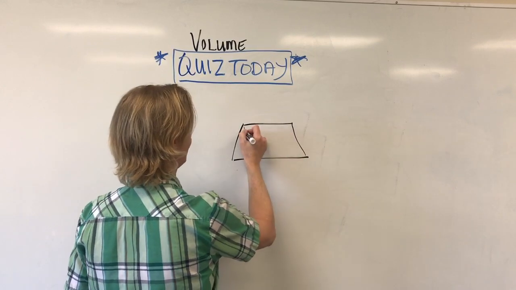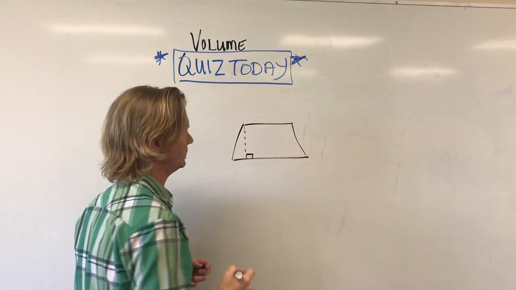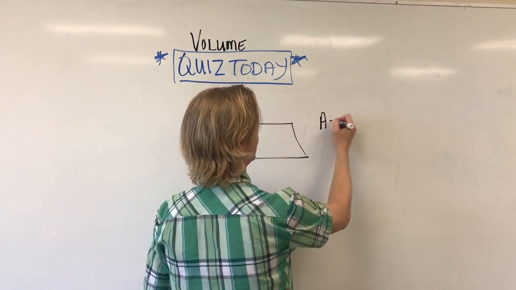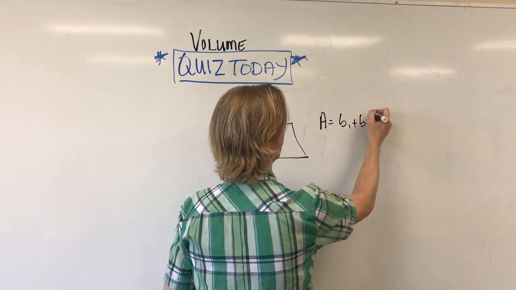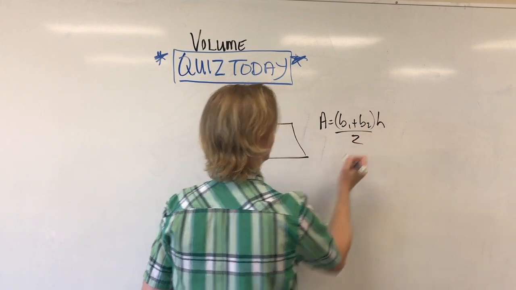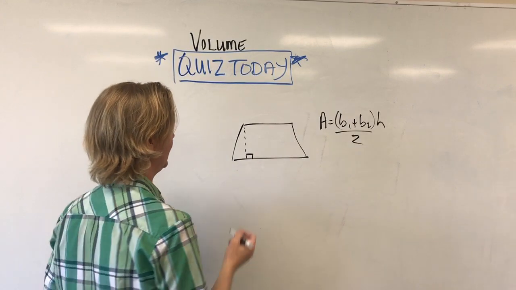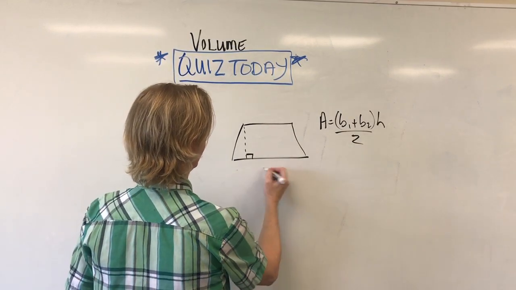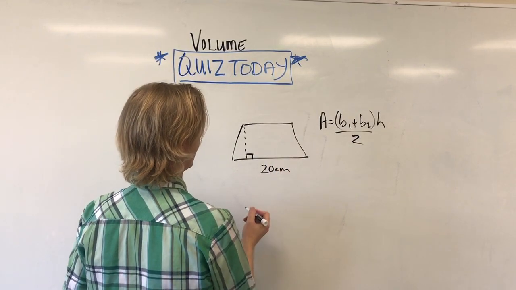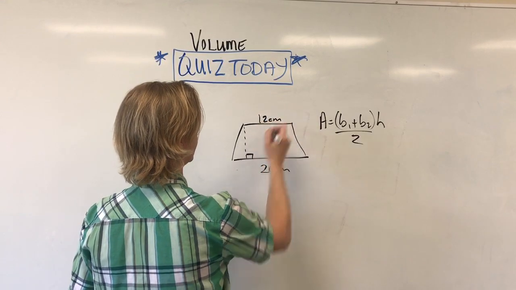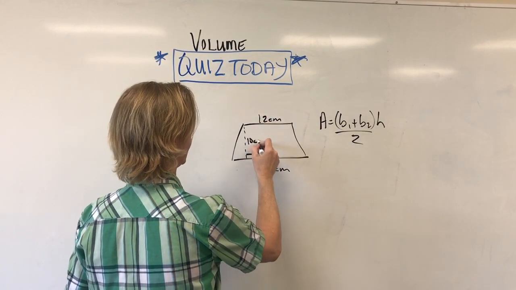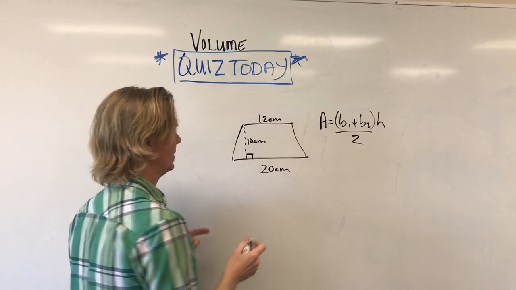But remember, for a trapezoid, you need to use this. Area equals base 1 plus base 2 times the height divided by 2. It looks complex, it's not really, okay? So maybe this is 20 centimeters across the bottom, maybe this is 12 across the top, and maybe it's 10 centimeters tall, right? That's a trapezoid.